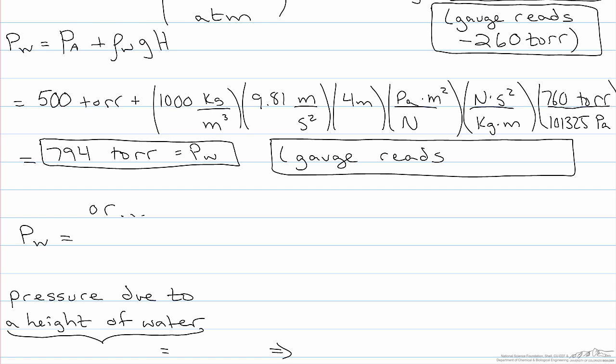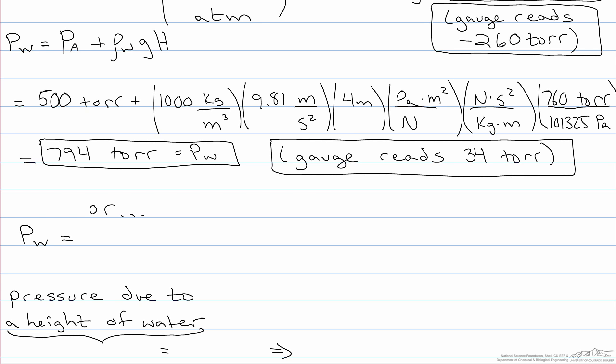So the absolute pressure 4 meters below the surface of the water is 794 torr. The gauge then reads 34 torr because it reads the difference between the absolute pressure and atmospheric.